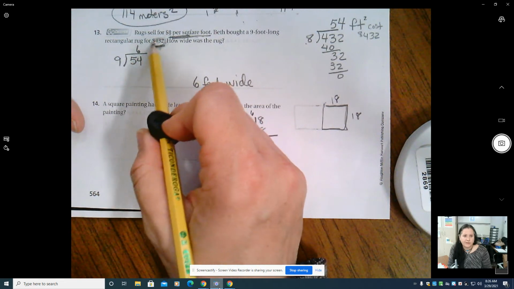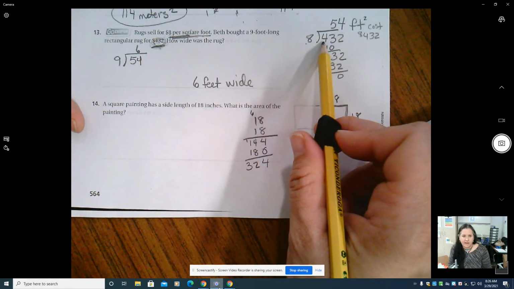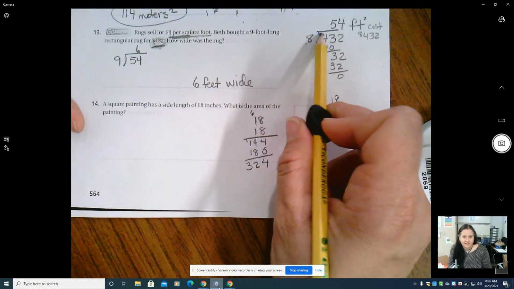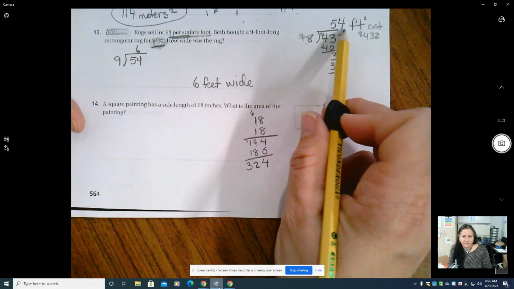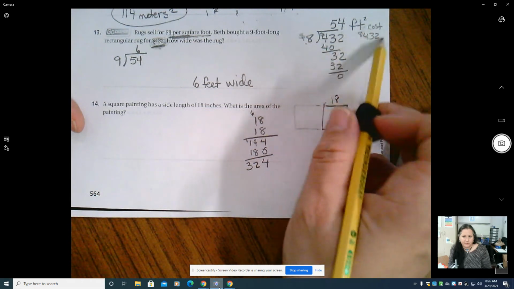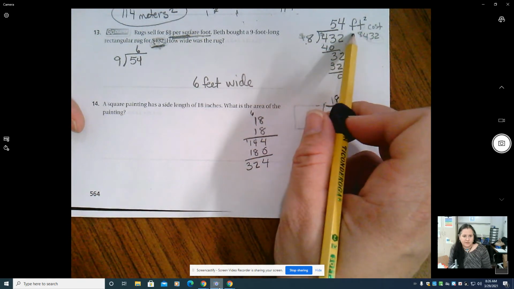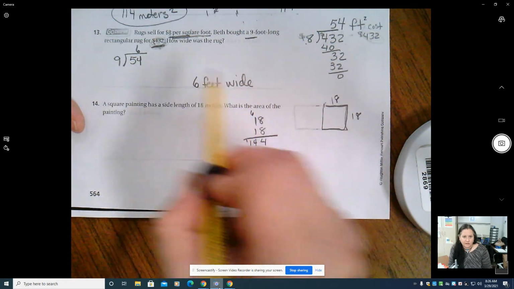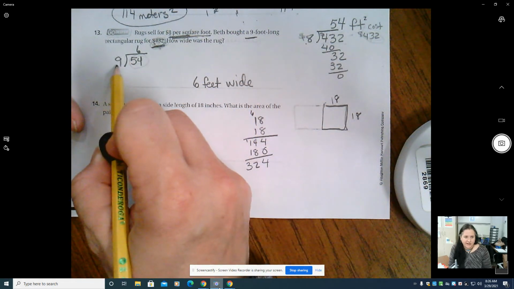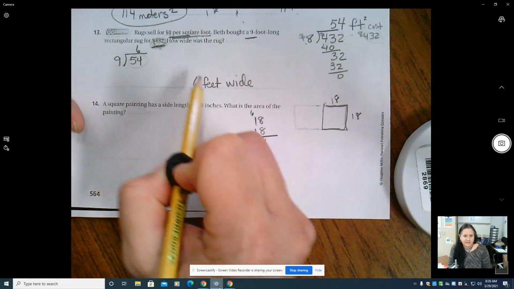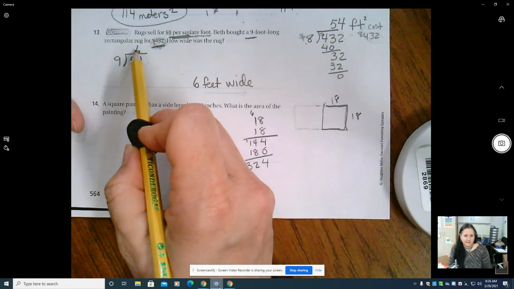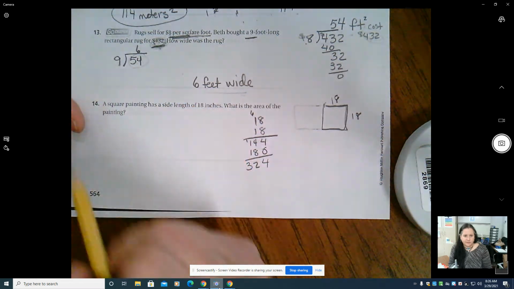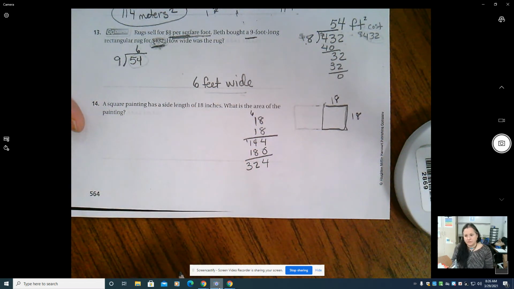So if I go backwards and do a fact family, I take my 432, divide it by $8, I get 54 feet squared for this cost. So then it does tell me 9 foot long. So I'm going to take my square footage and divide by 9. I get 6 feet, and that tells me my width, because this is a rectangle. So length times width will equal the square footage.